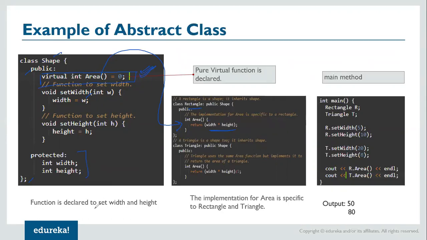The functions to set width and height are declared. These are normal functions. The implementation of area is specific to the rectangle and triangle. Now I'm creating objects of rectangle and triangle. I'm setting width, setting height, setting width, setting height, and now if I call this for rectangle, this particular area method will get called, and it will display the area for this rectangle, and similarly for triangle.